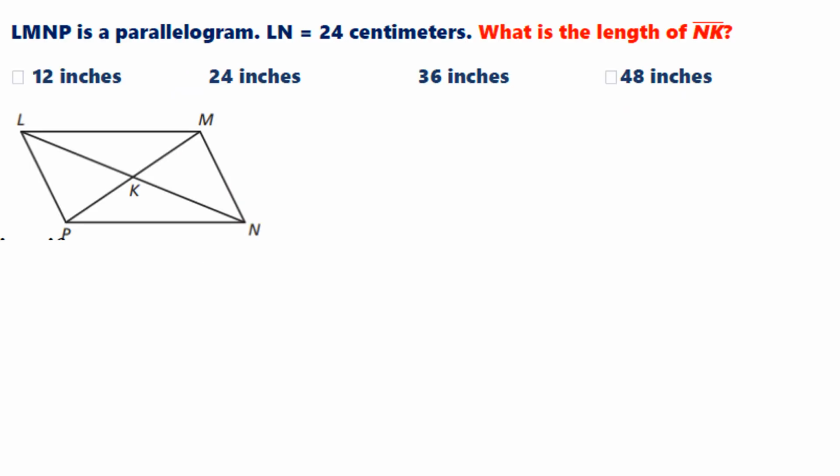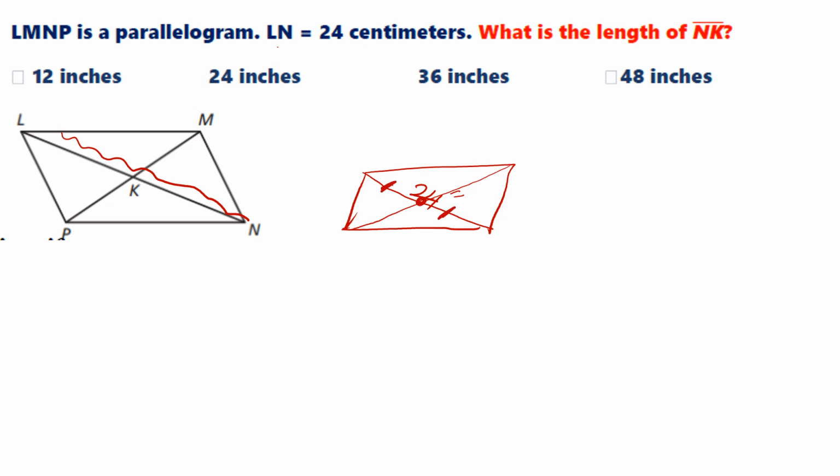Next question. Now this is LMNP, a parallelogram, and LN is 24 centimeters. So where is LN? LN is the diagonal. Okay. So I told you just before that if this is the diagonal which is 24 inches and another diagonal is cutting, so this side is going to be equal to this side.